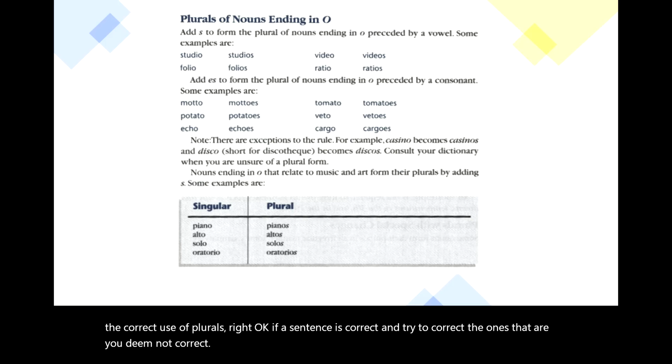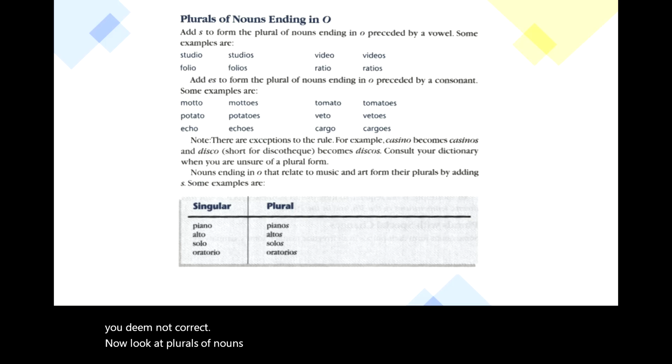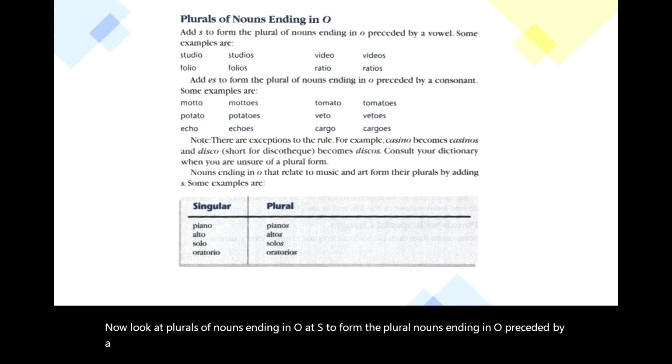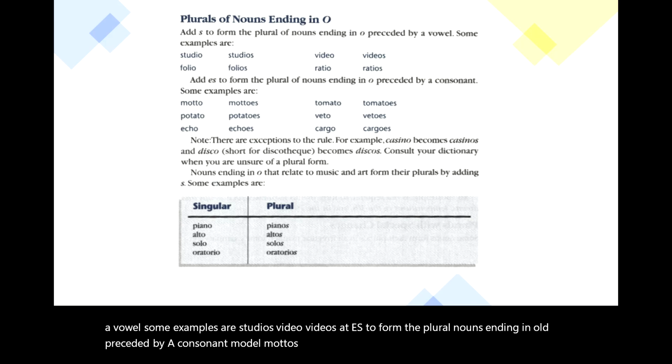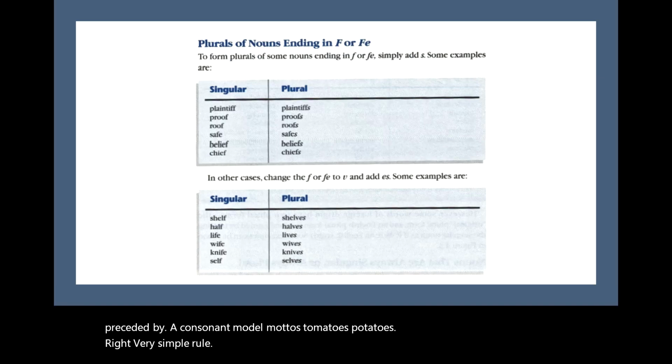Now we look at plurals of nouns ending in O. Add S to form the plural of nouns ending in O preceded by a vowel. Some examples are studio, studios, video, videos. Add ES to form the plural of nouns ending in O preceded by a consonant. Motto, mottos. Tomato, tomatoes. Potato, potatoes. Right? Very simple rule.